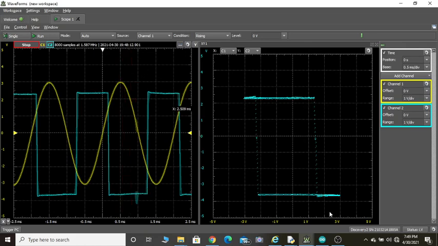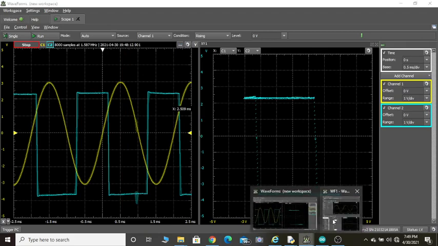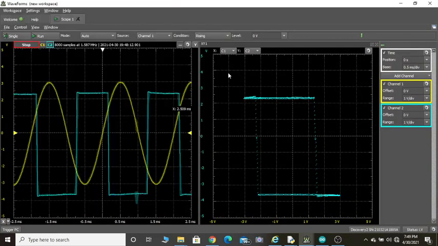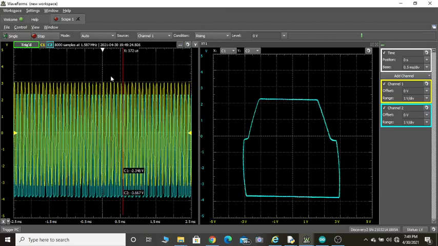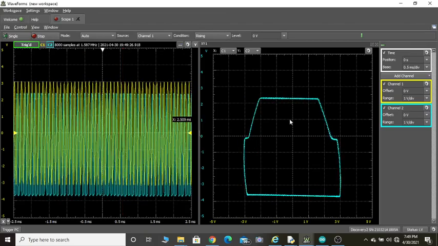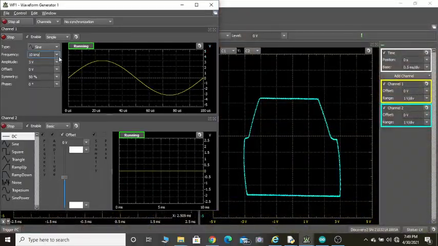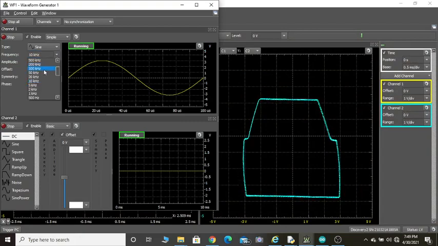So this slant will slightly increase. I'll show you that. You can see if I increase the frequency to something like 10 kilohertz, you can see the change here. Of course, this 10 kilohertz is too much. So what I'll do, I'll slightly make it maybe around 5 kilohertz and then show you that impact.